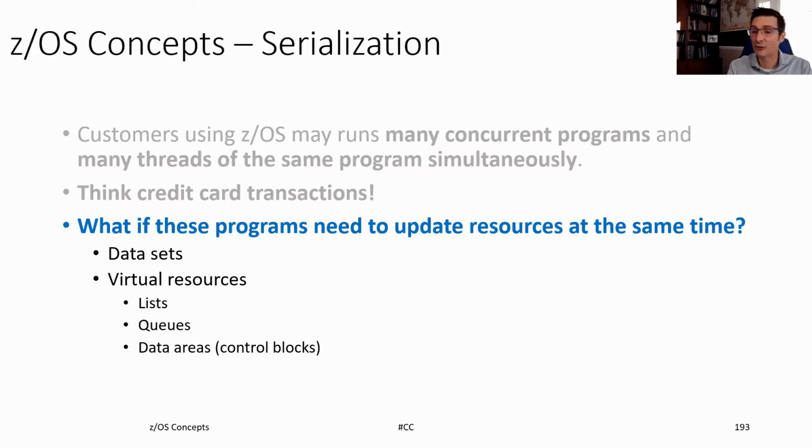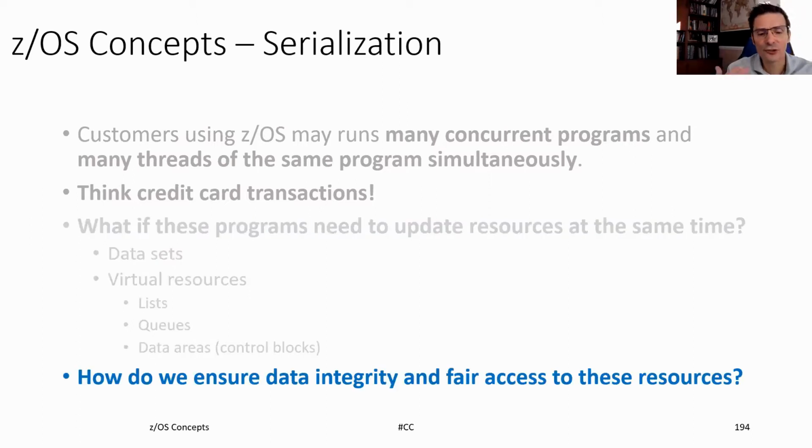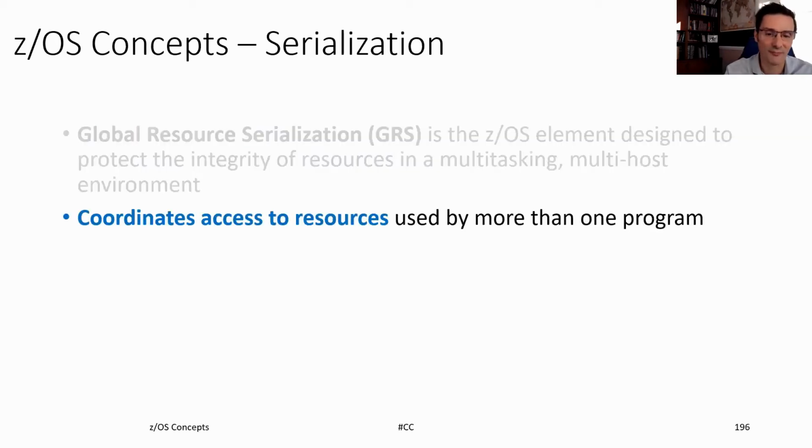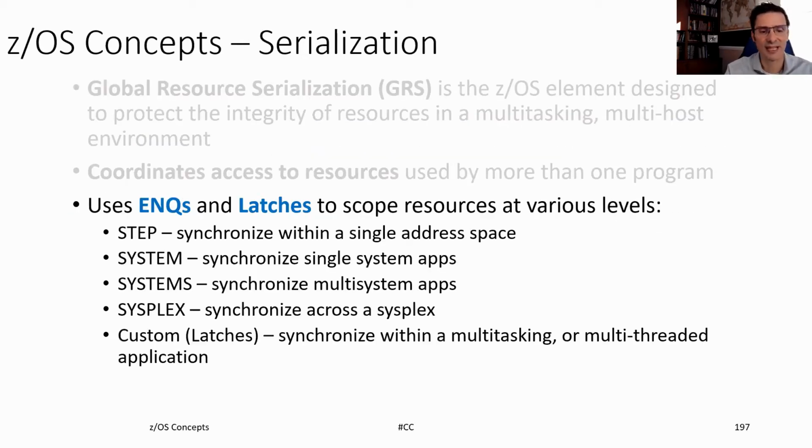The resources could be data sets. They could be virtual resources like lists, queues, or data areas, for example. So how do we ensure data integrity and fair access? Fair access simply means that the first person who comes in is going to have the first access to it, the second person is going to have the second access, et cetera. All this is managed through something called GRS, Global Resource Serialization, and it protects the integrity of the resources in this incredibly multitasking and multi-host environment. It coordinates the access to the resources, and it uses 2 concepts, enqueues and latches, to actually make that happen.